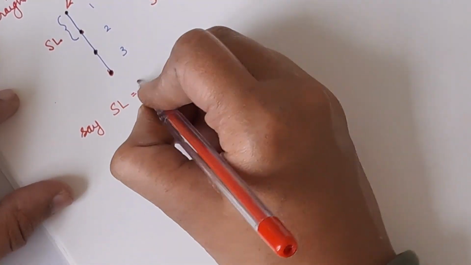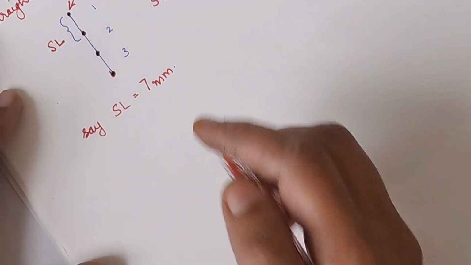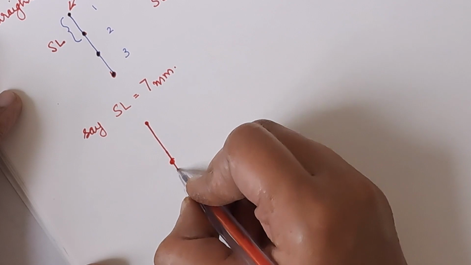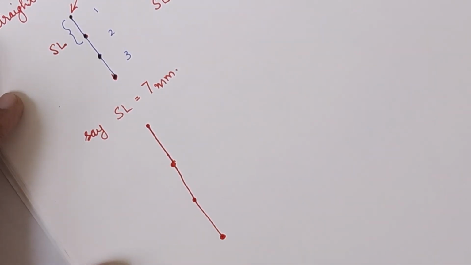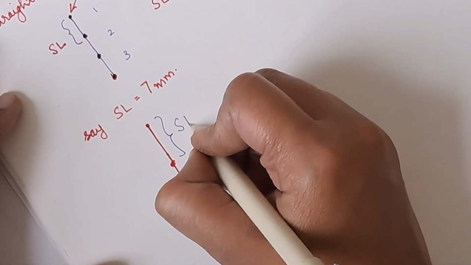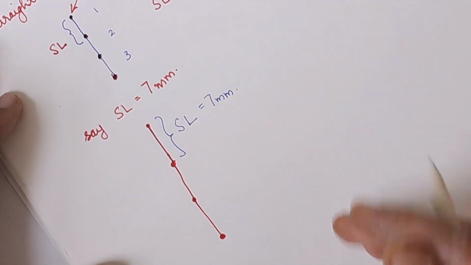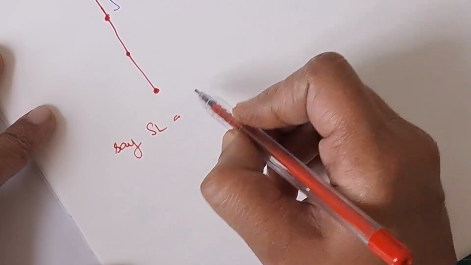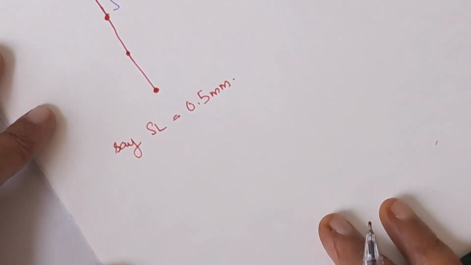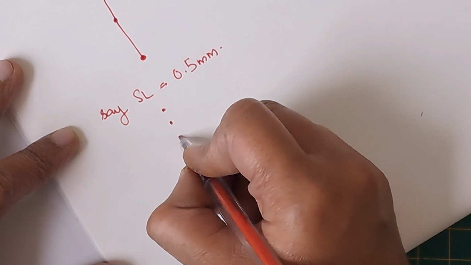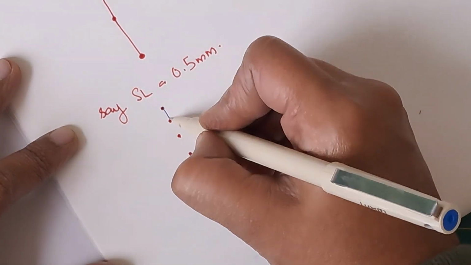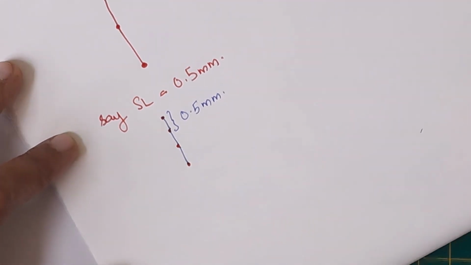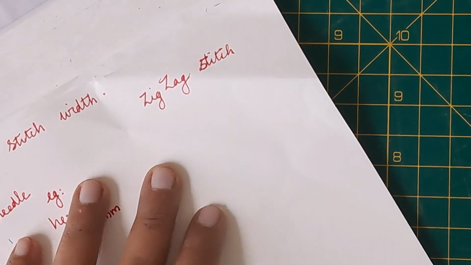Assume, say, stitch length is equal to 7 millimeters. That is, we are increasing the distance between 2 points. So the length of the stitch increases, and now you can see the difference in this particular straight stitch. Again, now we are reducing the stitch length to 0.5 millimeters. What will happen? The distance between 2 points is going to reduce to 0.5 millimeter, and this is the stitch length here. You can see the difference.